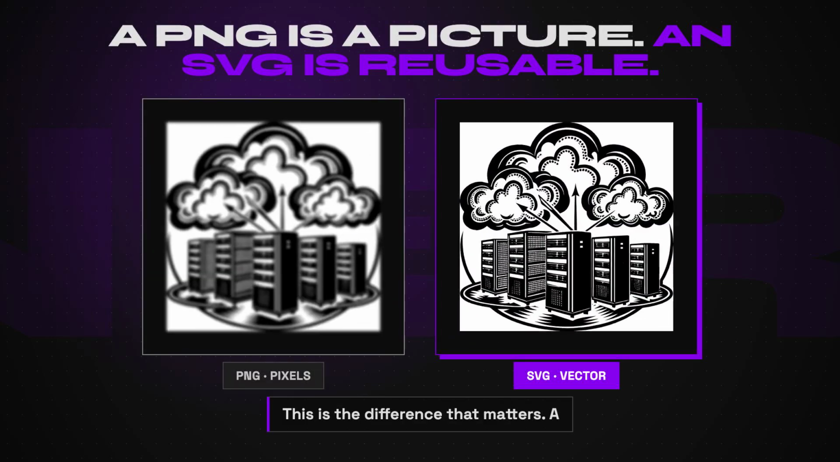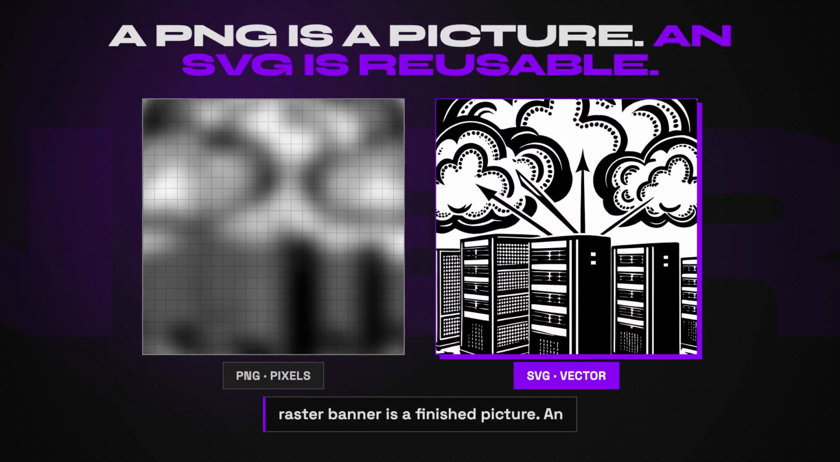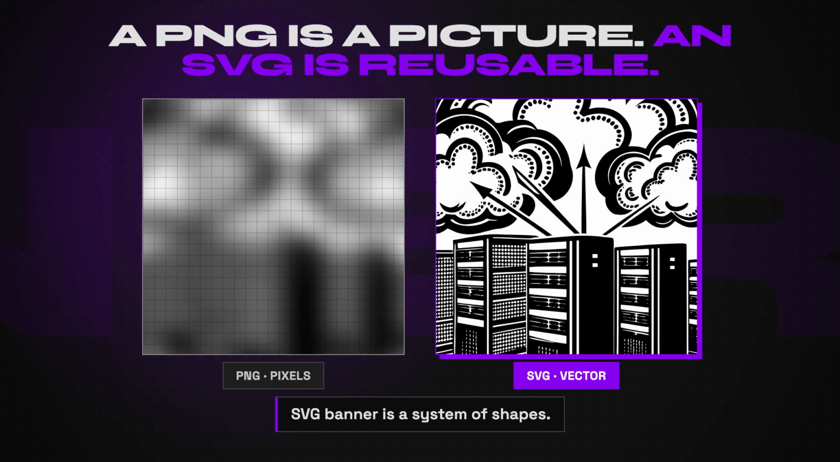This is the difference that matters. A raster banner is a finished picture. An SVG banner is a system of shapes. You can scale it without softness, recolor it for a campaign, isolate an icon, remove a background, or paste the source into a real web build.